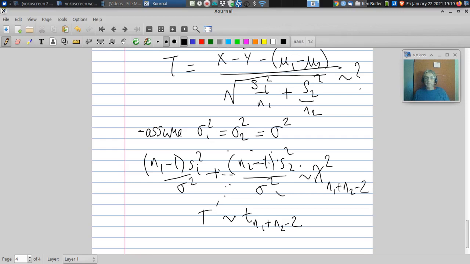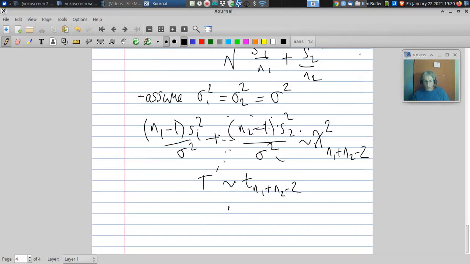So if you can assume, or if you want to assume, that the two populations have the same variance, then this still works. You still get a T distribution. This is called pooled T. This is the one you proved in B57, I should think. So if you're willing to assume the two populations have the same variance, then you can make it work.